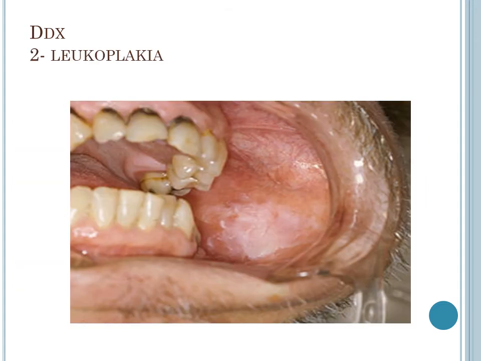Second is leukoplakia. Leukoplakia can be differentiated from oral lichen planus by skin involvement in oral lichen planus and its bilateral presentation, and of course by using an incisional biopsy to see if there is dysplasia or not in the case of leukoplakia.